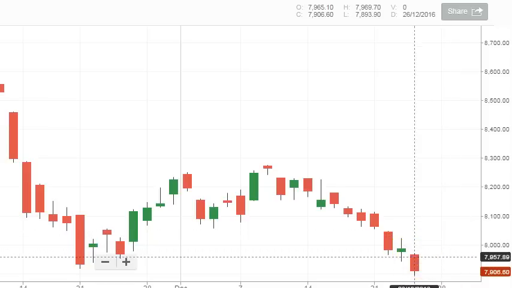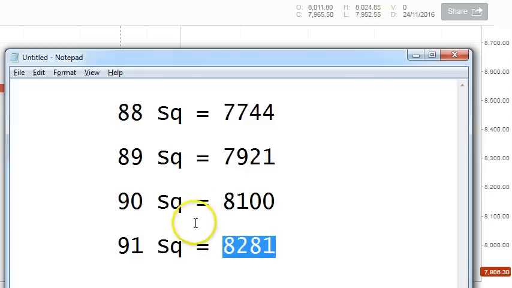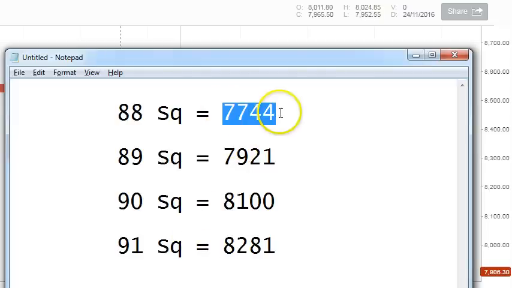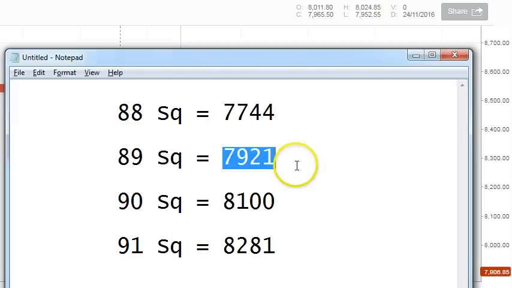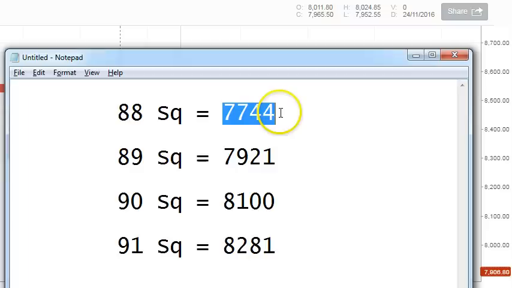If we close below 7921, then I would expect as a trader, if Nifty sustains below 7921, you can expect 7744, or somewhere below 7800, right? And so on and so on. So there's a square number at approximately 180 point distance, and it keeps going lower.